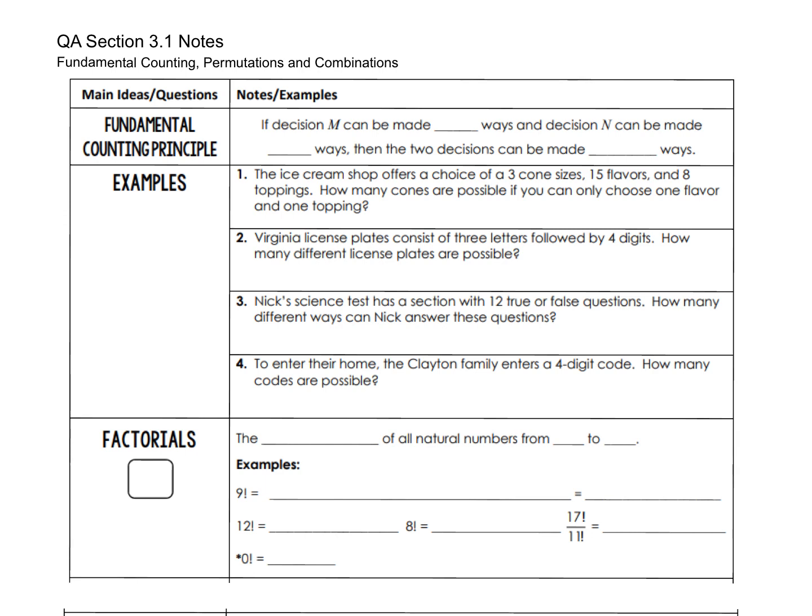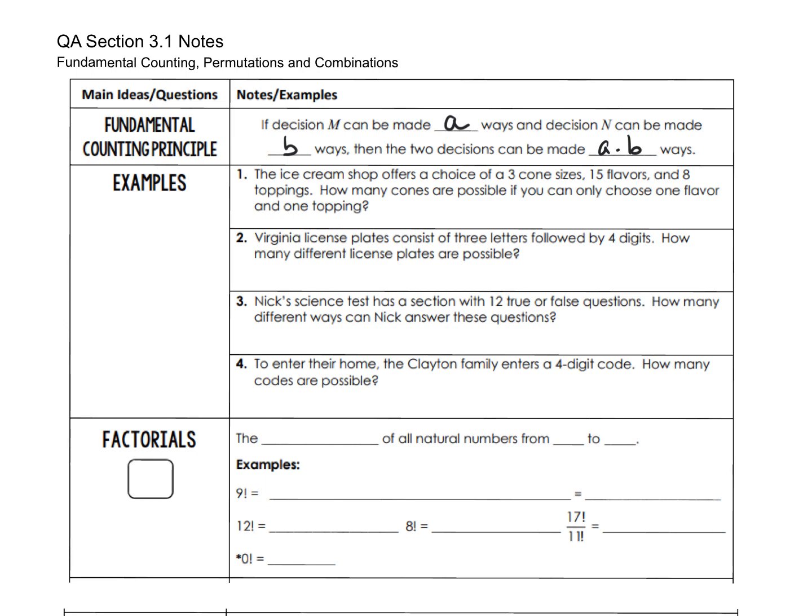We'll start with what's called the fundamental counting principle, which is something you may have heard of. The fundamental counting principle says if a decision, say decision M, can be made A ways, so there's A choices, and decision N can be made B ways, then the number of ways they can be done together is A times B. That's the total number of decisions.